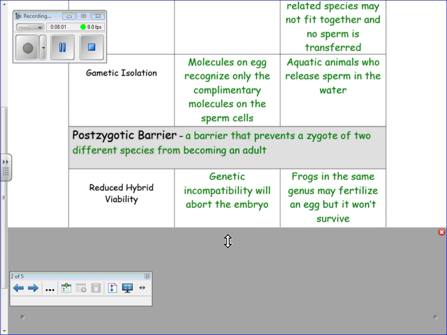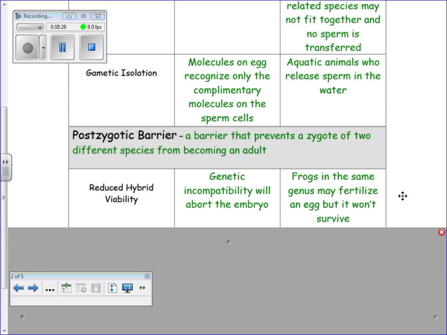So the first one is reduced hybrid viability. This is when the genetic incompatibility will abort the embryo. So the zygote may exist, the zygote may divide by mitosis and undergo cell division and become an embryo, but genetic incompatibility means that the DNA of the two different species was so different that the embryo will be aborted.